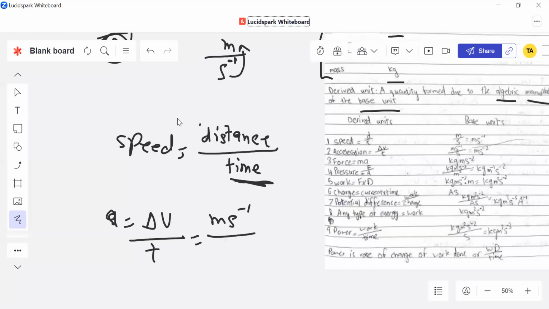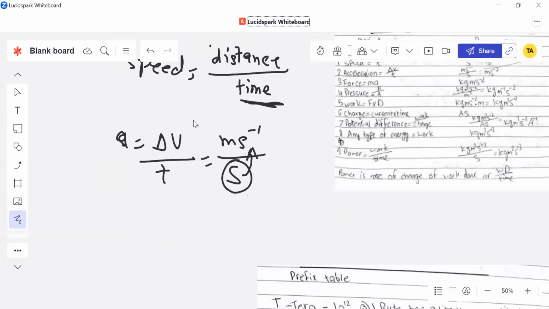Divide this by time. Time is s, right? Seconds. And I can't leave it like this. For the exam, you have to move everything to its simplest form. So I move s upwards, and this seconds will get a power of -1. So I get ms^-1 multiplied by s^-1. This s^-1 came from me moving this seconds upwards.